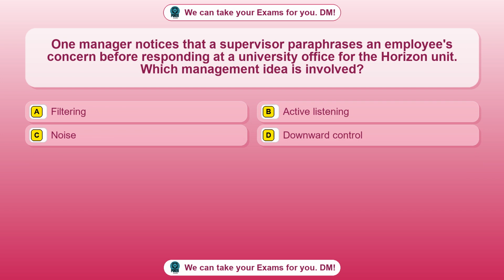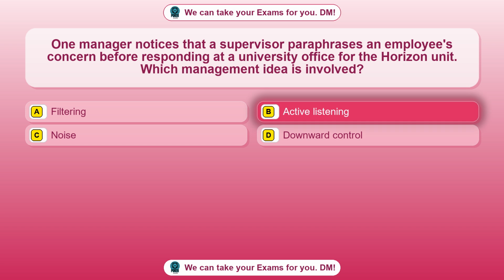Question 99. One manager notices that a supervisor paraphrases an employee's concern before responding at a university office for the Horizon unit. Which management idea is involved? Option A, filtering. Option B, active listening. Option C, noise. Option D, downward control. The correct answer is option B, active listening.